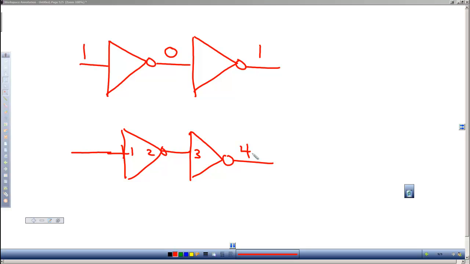So I can connect those and use those together, and we will have some video later of actually connecting inverters together and seeing how they operate. But the inverter is probably our most basic circuit that we're going to work with in this series of tutorials.